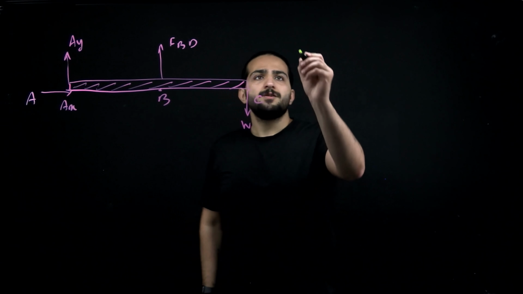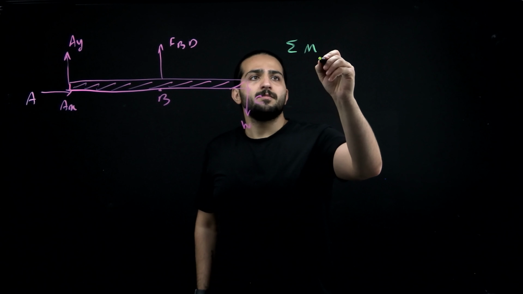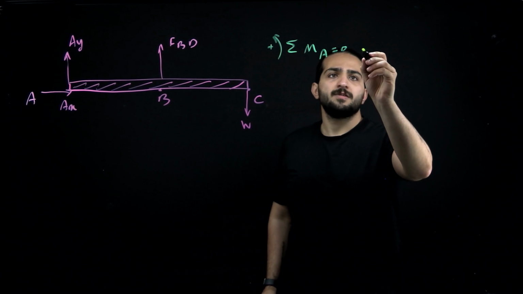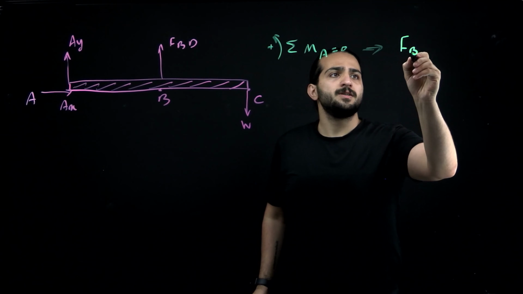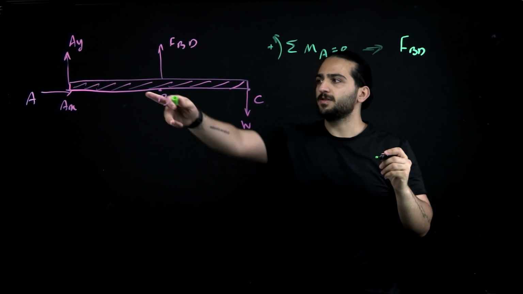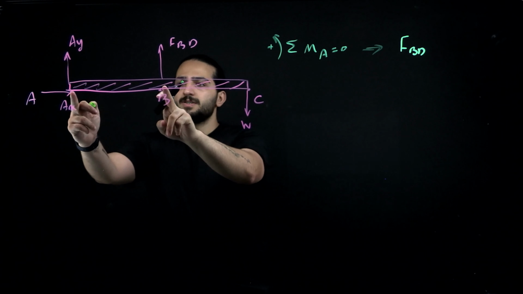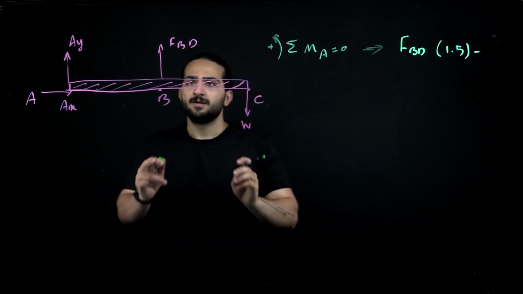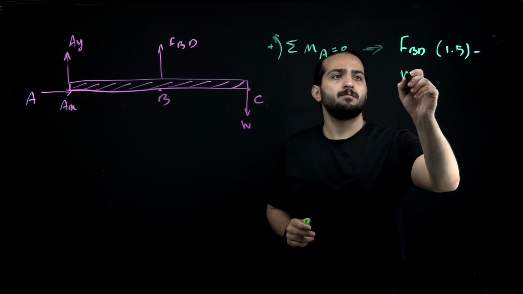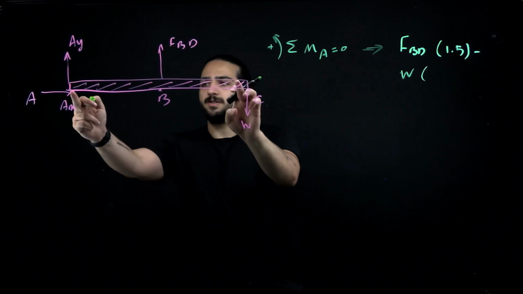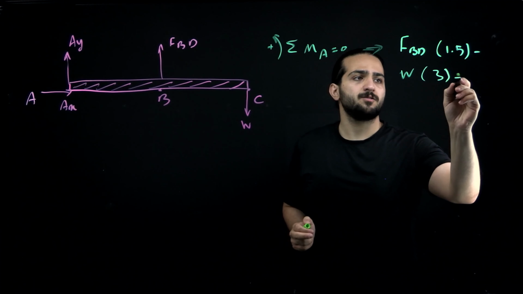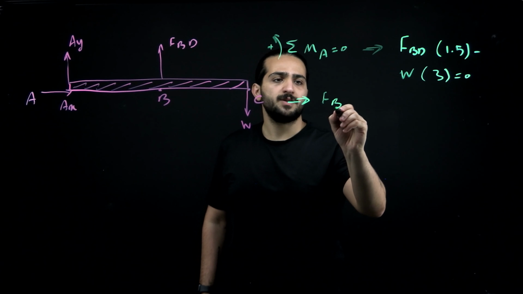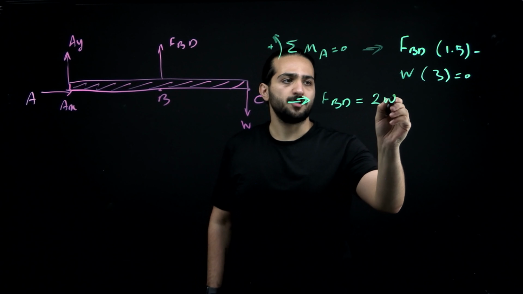So if we write sigma MA is equal to 0 in this direction, we can say FBD multiplied by this distance, which is 1.5, minus W multiplied by this distance, which is 3 meters, is equal to 0. And this will give us FBD equal to 2W.